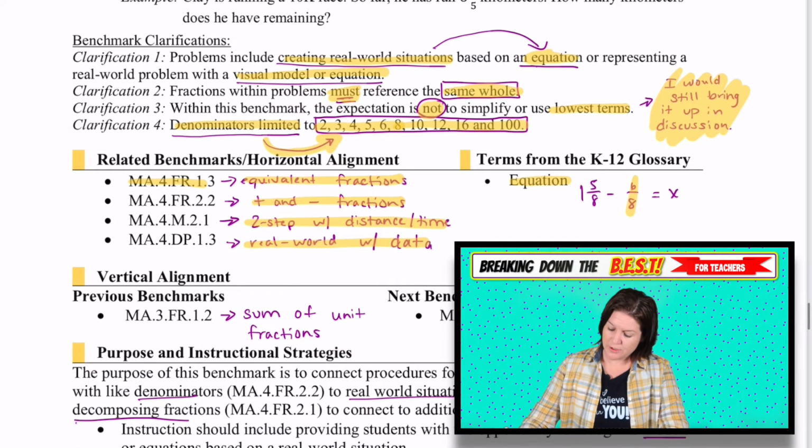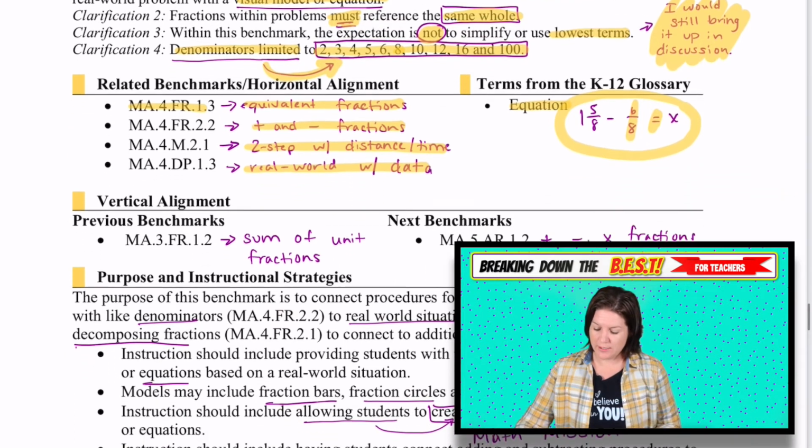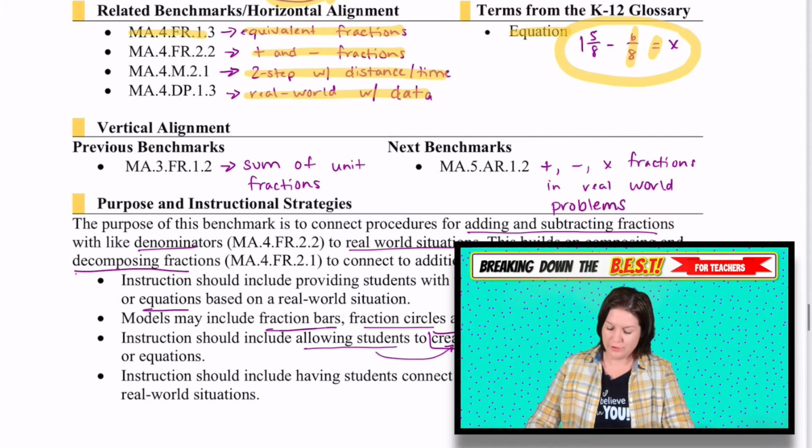Equation over here for the term. Equation, this right here is an example of an equation because we have an equal sign and 2 sides right there. So that would be an equation. Where are they coming from in 3rd grade?